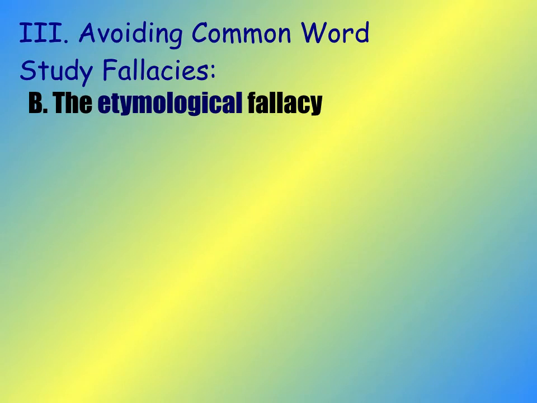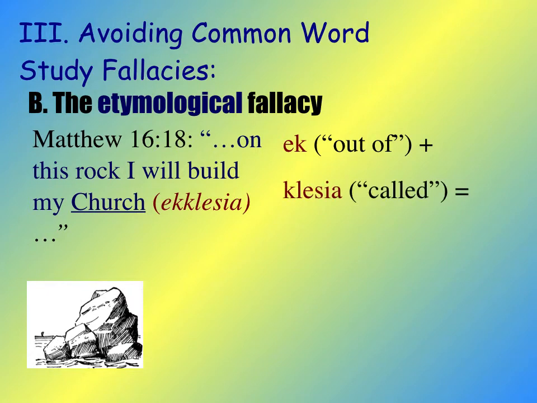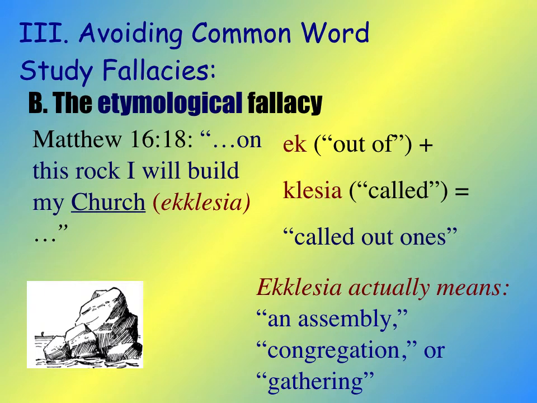Here's a second common word study fallacy, the etymological fallacy. This is where you take 2 parts of a word and you determine its meaning by the 2 parts. Matthew 16:18. "On this rock I will build my church." You may have heard it pointed out that church, ekklesia, the Greek word for church, is made up of 2 words, ek, which means out of, and klesia, which means called, so that the church are the called out ones. Well, this is actually a fallacy. Nowhere in Greek literature does ekklesia mean called out ones. It always means an assembly, a congregation, or a gathering.